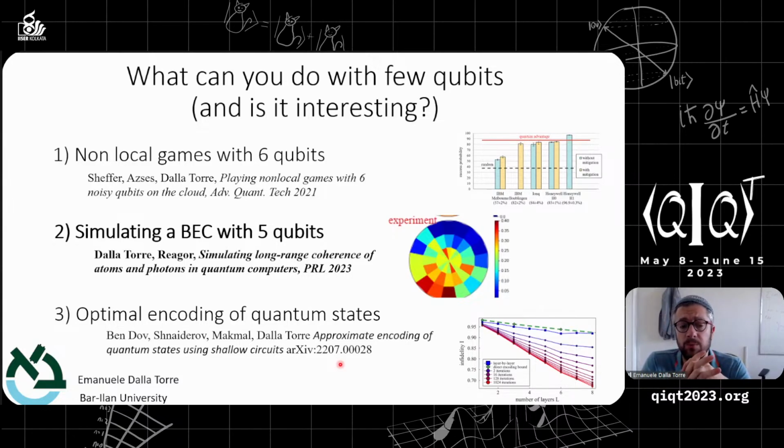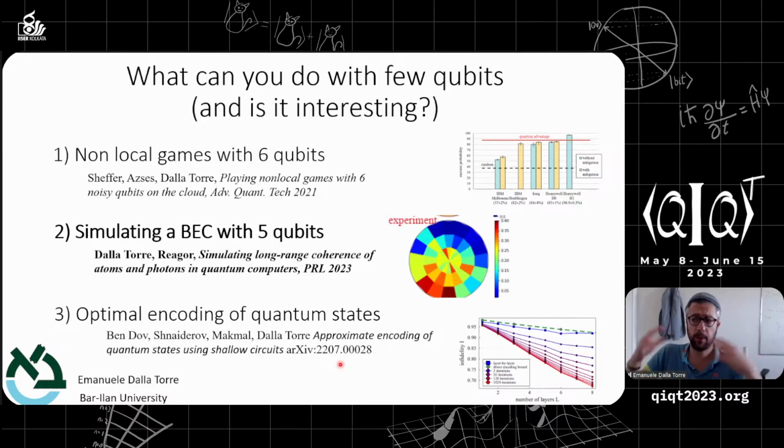As you all know, Bose-Einstein condensation is a particular phase of matter. It's sometimes called the fifth phase of matter, and it's related to the world of superfluids and also superconductors. It's a state in which the atoms, bosonic atoms, have long-range coherence. And what we did was to build a protocol to realize an analog of that state using spins.